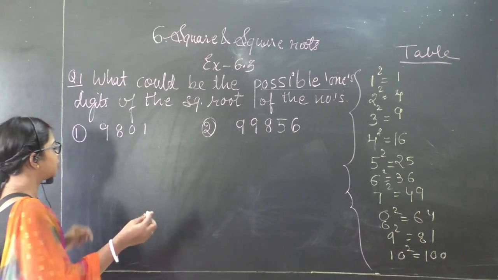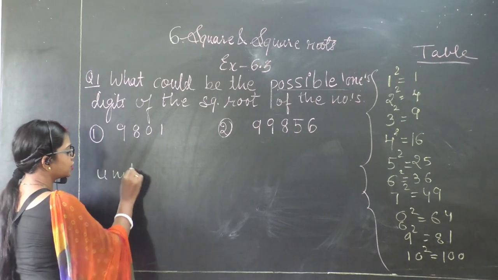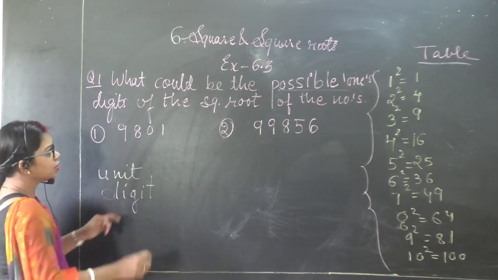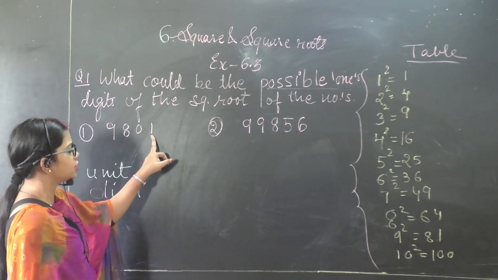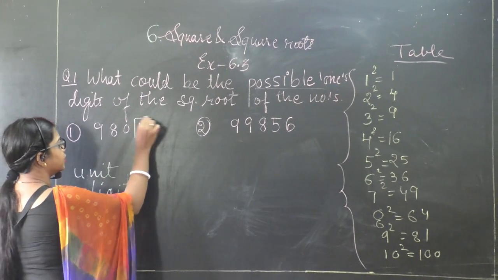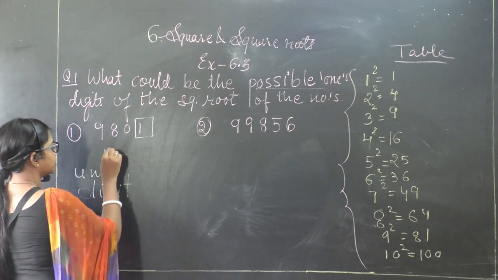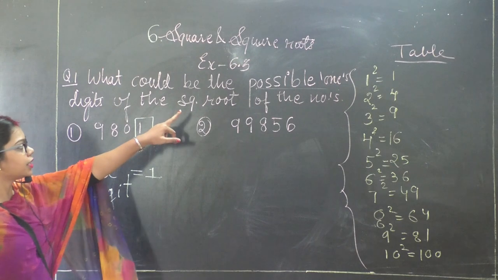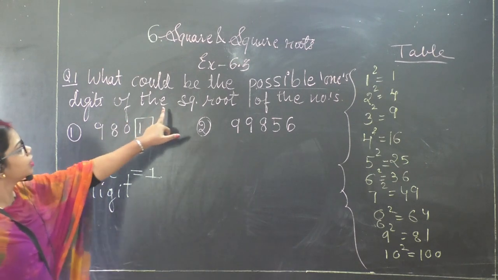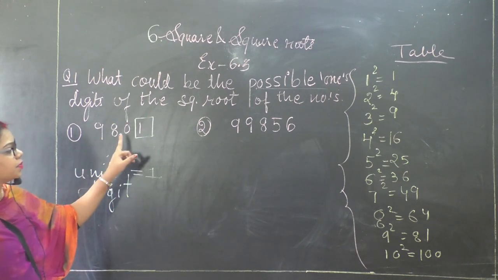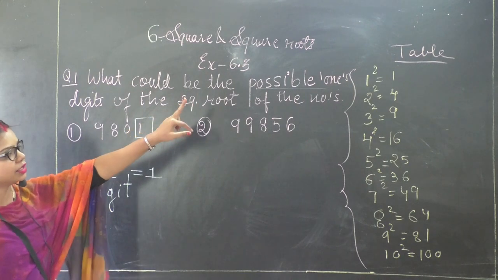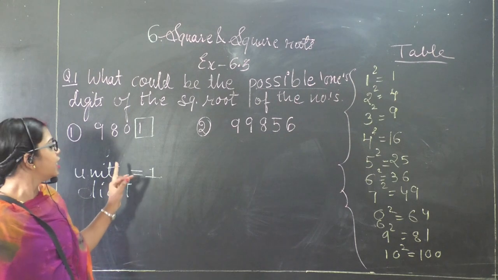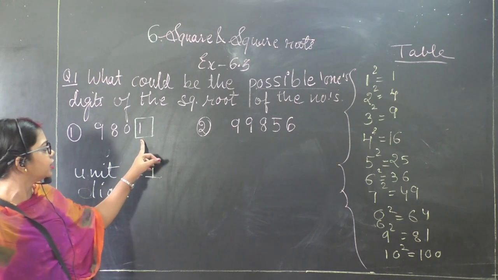Ones digit means unit digit. For this number you have to check its unit digit. Here in this number the unit digit is 1. You have to check the possibility of the unit digit of the square root of the numbers. I have written in the table the squares from 1 to 10, and with those numbers only we have to check the possibility.